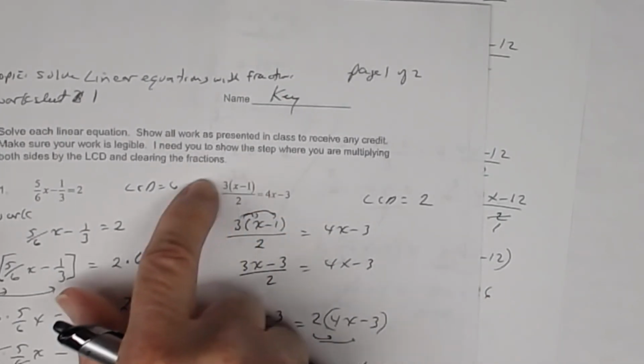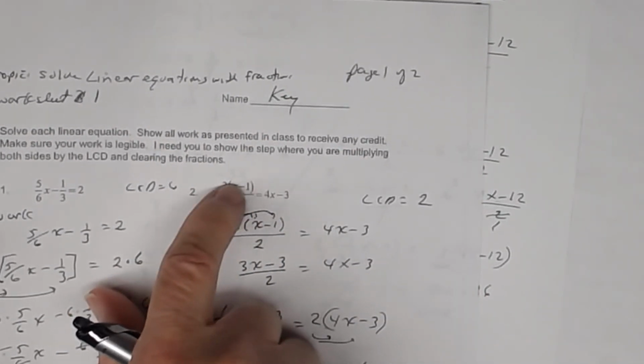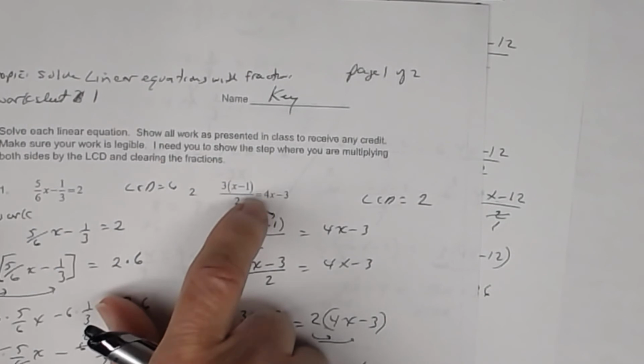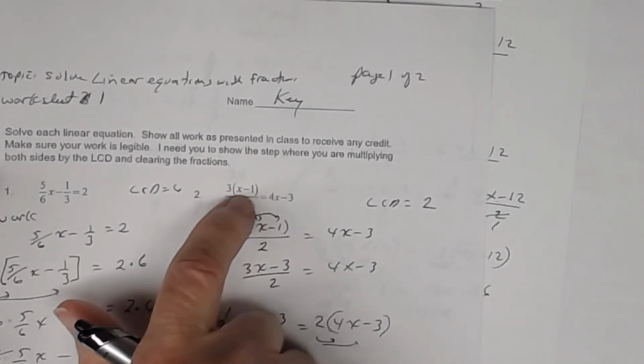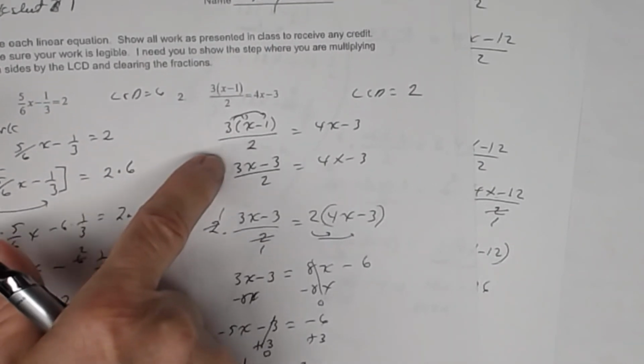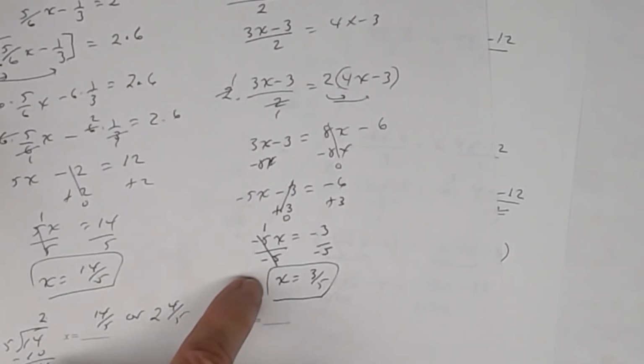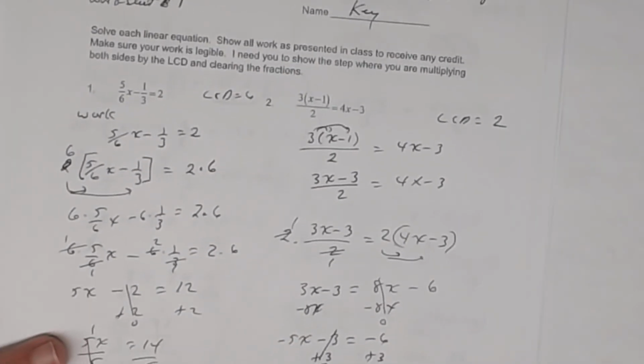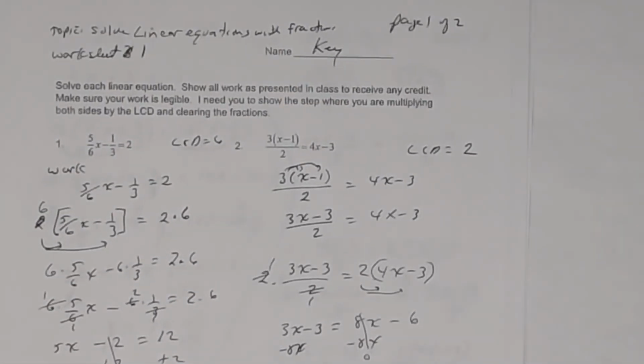So the real number for x that makes this equation a true statement, the left side equals the right side, is when x equal 3/5. And so there's your solution process to find out what your solution is. All right, and that's it. So that is the key to this worksheet.